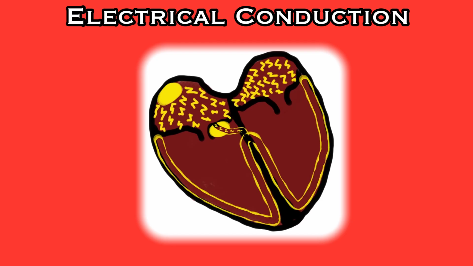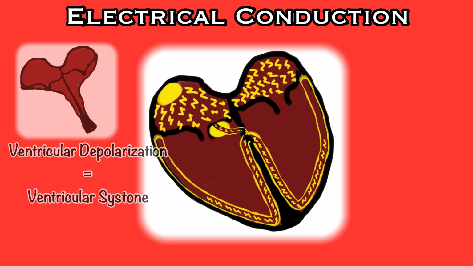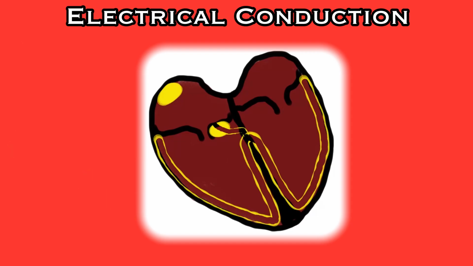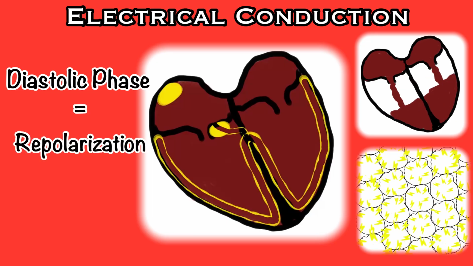As the signal causes that quick depolarization of the ventricles, we get ventricular systole, and our cardiac output is pushed throughout the body. Then the cells rest and recharge. This is our diastolic phase. We know that a lot of blood movement and ventricular filling is going on during this phase, but it is also very important for allowing cells to repolarize and get ready for the next beat.